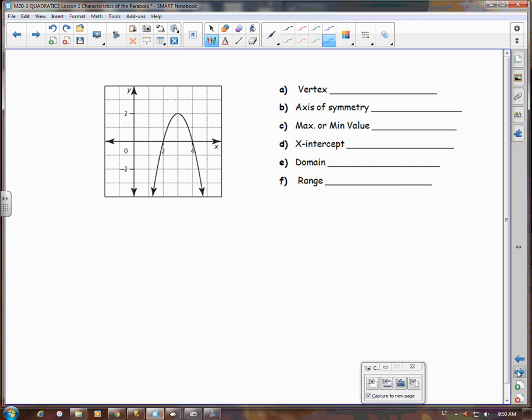Okay, so again, vertex, we can use our graph and tell that our vertex is at 3 and 2. It means our axis of symmetry is where x is equal to 3. Our max or min value is where y is equal to 2. And sneaking a peek, we see that it opens down. So that's our max value. So of course our domain is any real number. Our range is y compared to 2, and since it's a max value, it opens down. That means our y values must be less than or equal to 2.